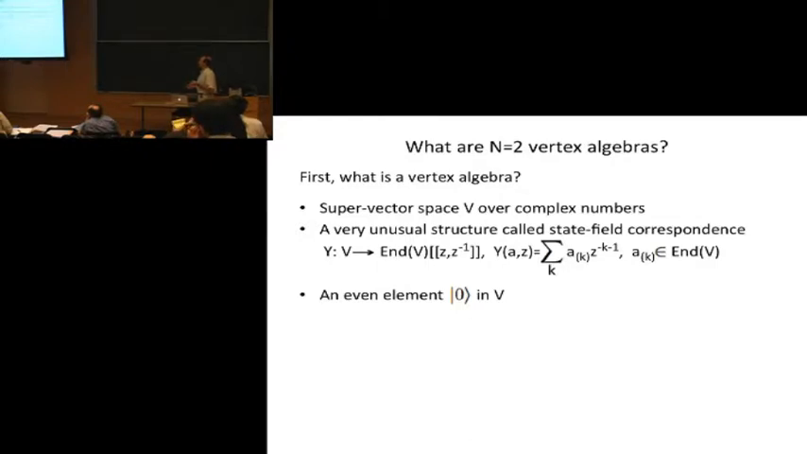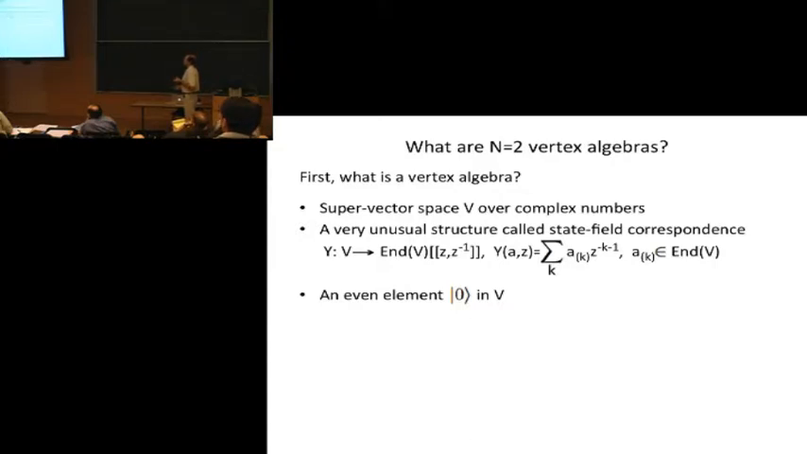So what it is, first of all, is a super vector space over complex numbers. And then there's a very unusual structure. This is maybe not so unusual for physicists, but for mathematicians, this is very bizarre, really very strange from a mathematical point of view. It's very unique. You don't find it in other areas of mathematics. It's called the state-field correspondence. To every element of the vector space, you associate a formal power series with endomorphisms as coefficients, in this vector space, and z is a formal variable. All right, maybe it's not all that horrible. If you just have an associative algebra, then to every element you associate an endomorphism. And this is some kind of loopy version of it, if you wish.